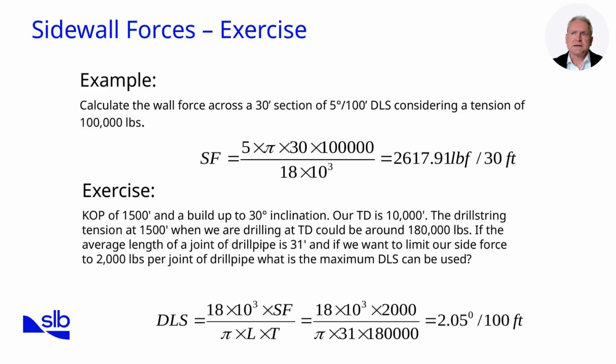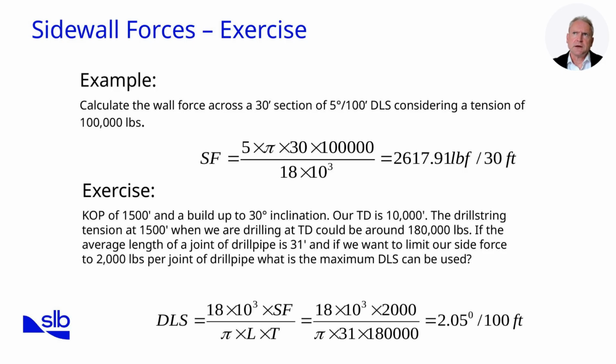Let's work through this example step by step to see how the sidewall force is calculated using the side force equation. We are asked to calculate the wall force across a 30-foot section of wellbore with a dogleg severity of 5 degrees per 100 feet. The pipe tension is given as 100,000 pounds.